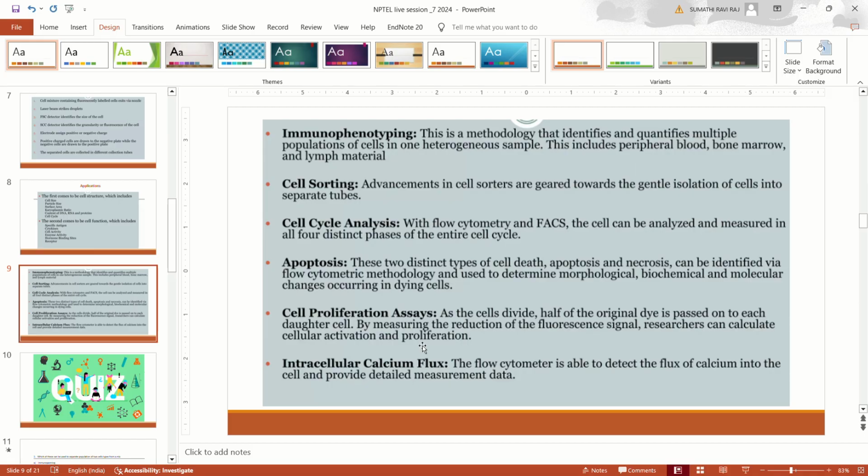Then intracellular calcium flux. Flow cytometer is able to detect the flux of calcium into the cell and provide detailed measurement data. Several times during stress or particular types of conditions, there will be increased calcium flux into the cells. So this also can be measured by flow cytometer. So till now is the basic introduction for flow cytometer.